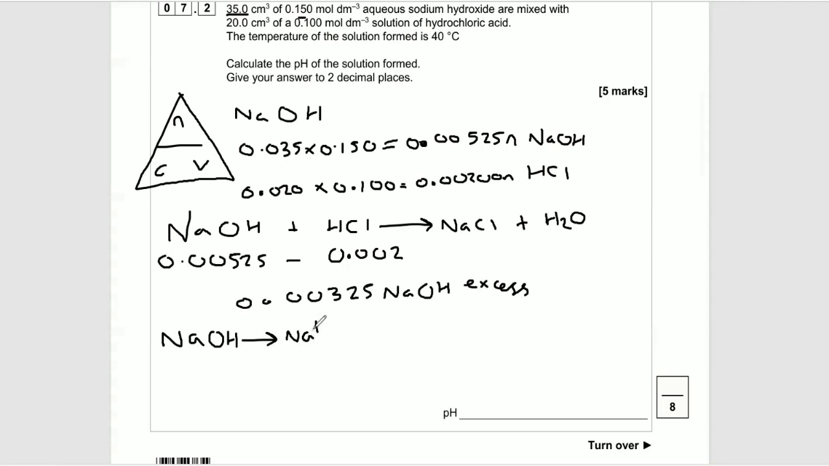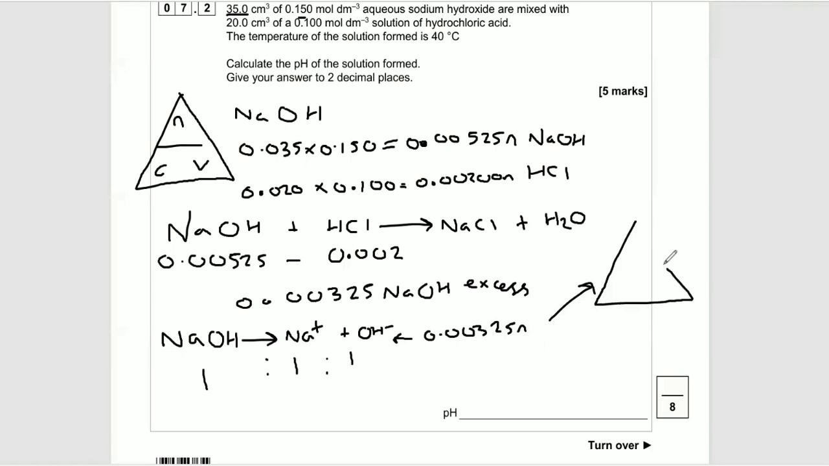We also need to bear in mind that sodium hydroxide is a strong base, and just like a strong acid, it will fully dissociate in solution. So we're going to end up with 0.00325 moles of hydroxide ions hanging about. We need to work out that concentration of the hydroxide ions, which is equal to the concentration of the leftover sodium hydroxide. So there was a total of 35 centimeters cubed and 20 centimeters cubed of both solutions mixed together. That's 0.055 decimeters cubed. Remember, divide by 1,000 to get the volume.